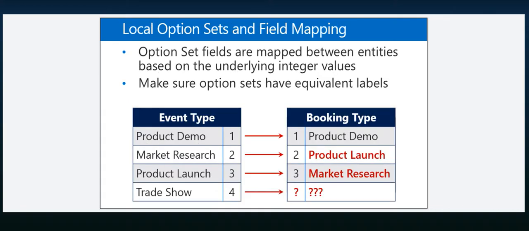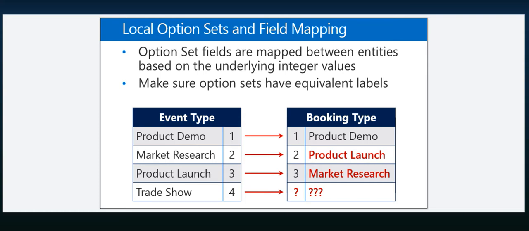When we look at option sets and field mapping, this is why the global option sets are nice. When you map option sets between different entities, it's going to match on the underlying integer values. So you want to make sure that all the option sets have equivalent labels. In the example here, we have an entity with a field called event type, that's a local option set. The integer values are 1, 2, 3, 4. They're called product demo, market research, product launch, and trade show.